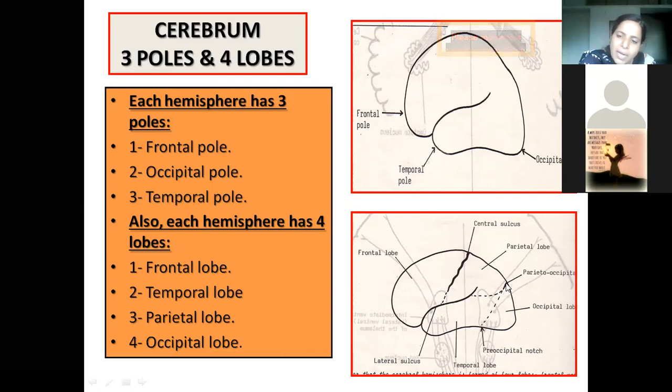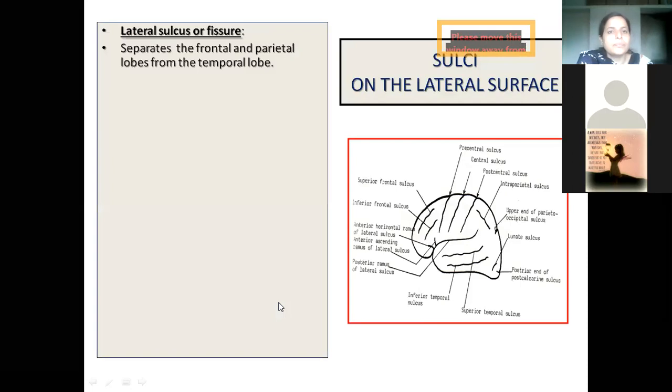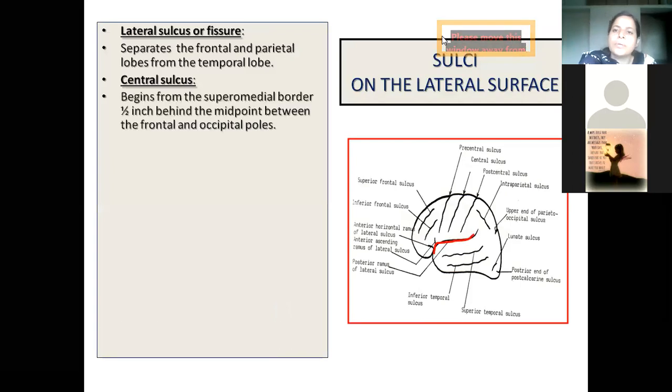And if you extend one line from the parieto-occipital sulcus to the pre-occipital notch, which is just 5 centimeters in front of the occipital pole, so if you draw an imaginary line, whatever area is behind this dotted line, that is the occipital lobe. So these are the four subdivisions we have: frontal lobe, temporal lobe, parietal lobe and occipital lobe. Okay. Now I will take you to the previous PowerPoint because sulci are a little easier to explain over there.